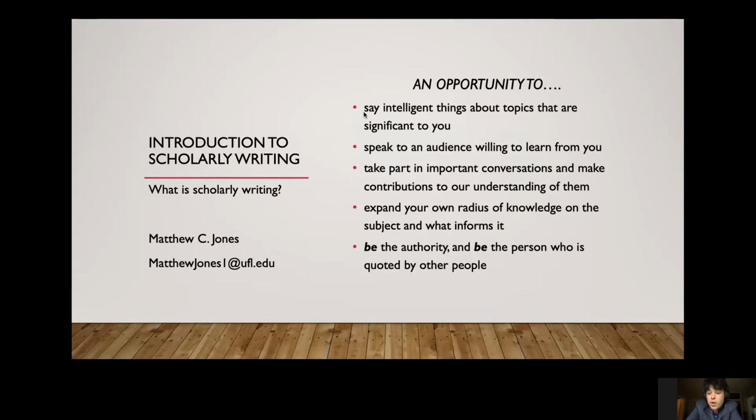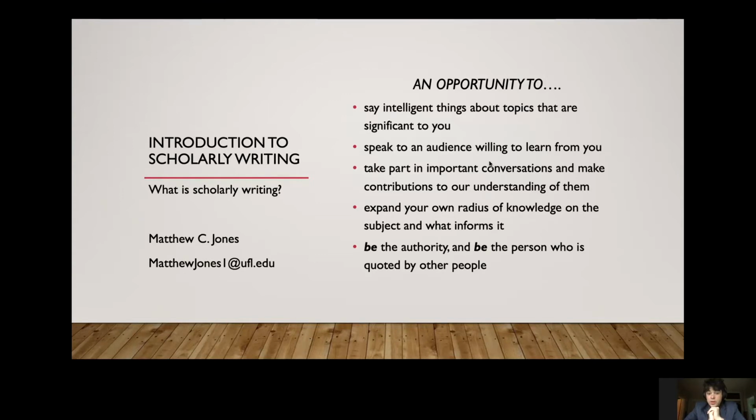It's an opportunity to expand your own radius of knowledge on the subject and what informs it. It's an opportunity to interact with other smart people, and be introduced to things that you didn't know were there, and that they did. So it's not just you with a microphone shouting at the world, but it's taking part in conversations with other smart people and moving things forward in a collaborative way overall.